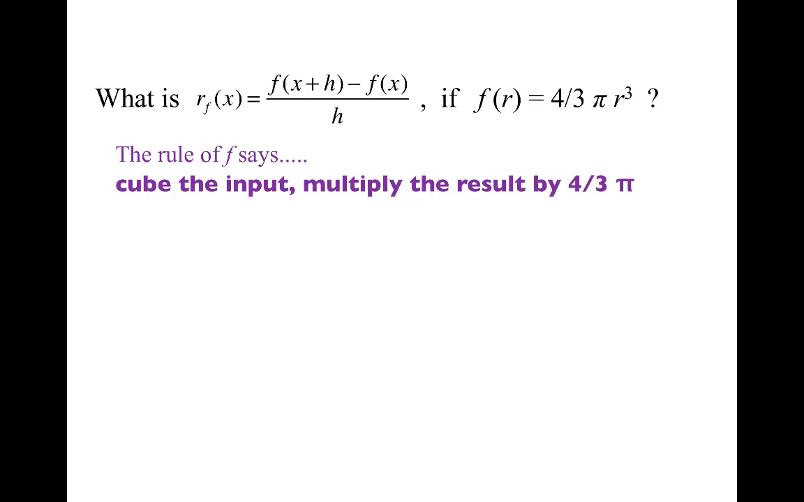So what would we get when we did that? If the rule for f says take the input and cube it and multiply by 4/3 pi, then what is f of x plus h? Can you tell me?